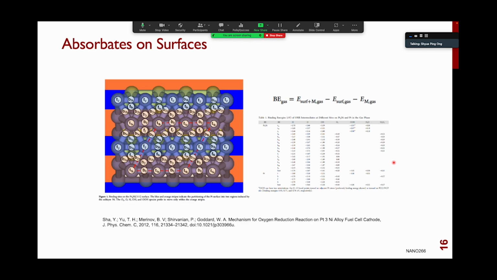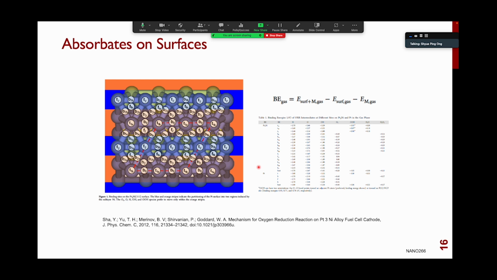Now, other than your pure surface, a lot of times you'll be interested in knowing the binding energy of different adsorbates on your surface. This is, of course, a key consideration in catalysis. When we are trying to design catalysts, let's say we want to design a catalyst for CO2 reduction, we need to know the binding energy of your CO2 molecule on the surfaces of your catalyst. And people have used DFT calculations to study the binding energy.